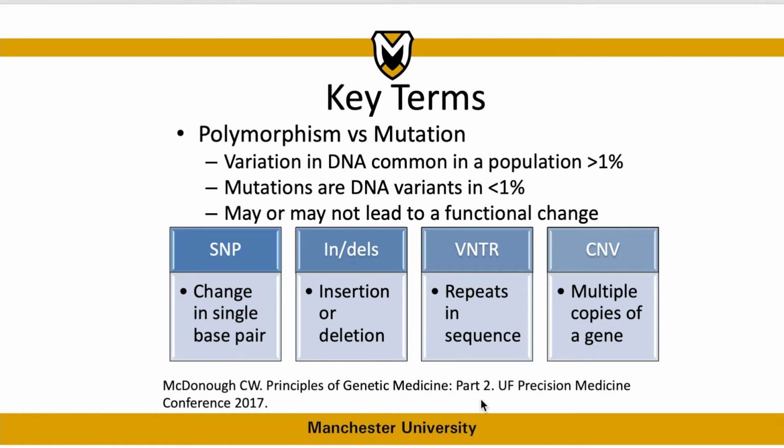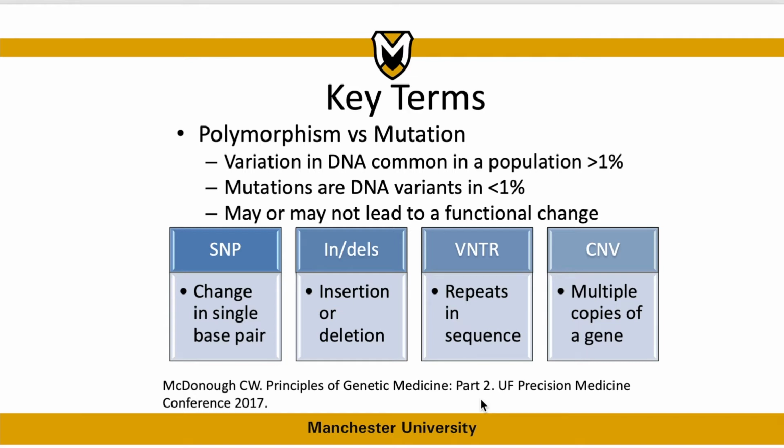Let's look at some key terms here. So what are polymorphisms, mutations, and what are their differences? Polymorphisms are variations in DNA that are common in a population that occur at greater than 1% of the population. And mutations are DNA variants that occur less commonly and occur in less than 1% of the population. Now, polymorphisms and mutations may or may not lead to functional changes that we can detect.